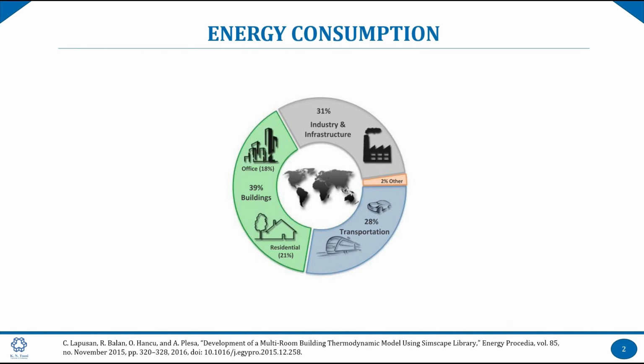As you can see, 39% of the energy consumption is in buildings, 80% of that is in office, and 21% of that is in residential. Also, 31% is in industry, and 28% is in transportation. It says that most of the energy consumption is in buildings, and it's important to know about that and control it.